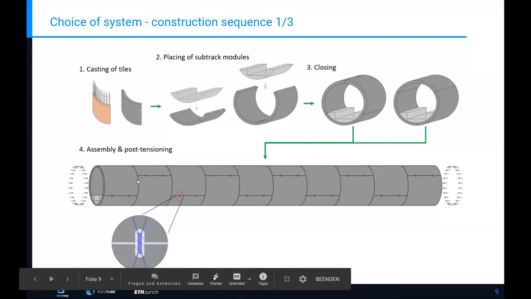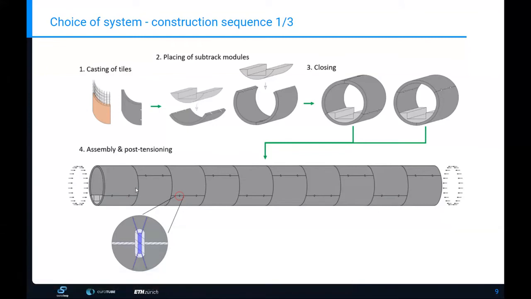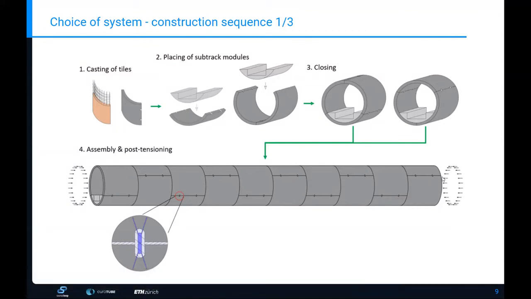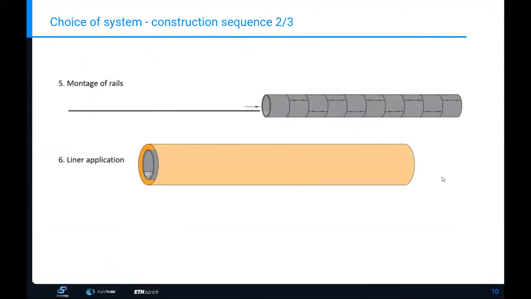Also, all the joints are filled with epoxy to make sure that the frictional forces can be transmitted. So after all these 10 modules are aligned, the pre-stressing occurs, which is indicated by these arrows here at the left and at the right. And when the tube is pre-stressed, we can just move in the rails, which are also 20 meters long. Then we apply the liner.